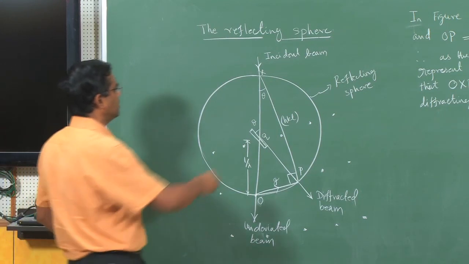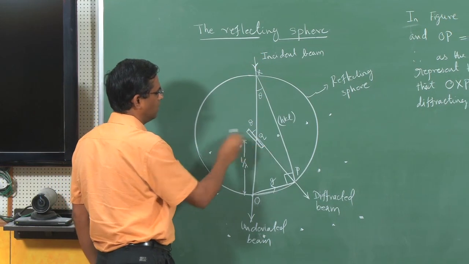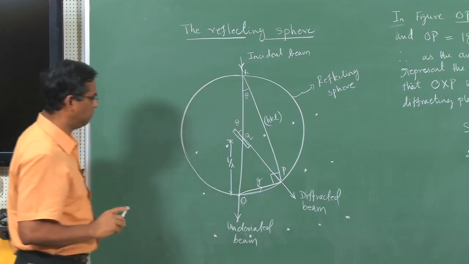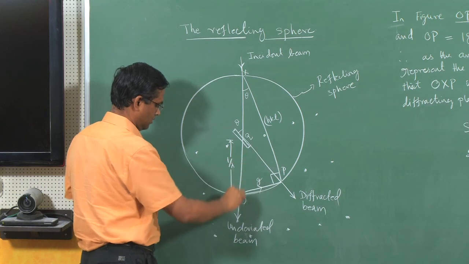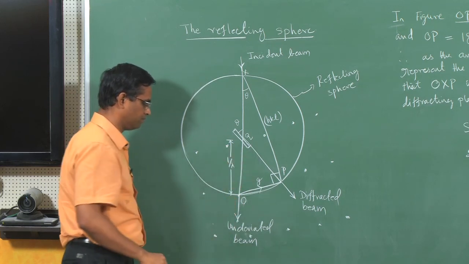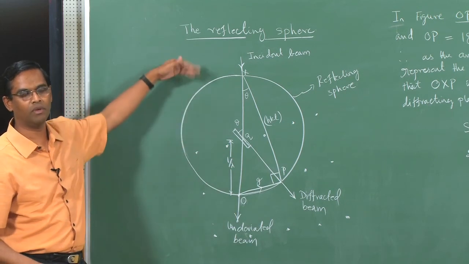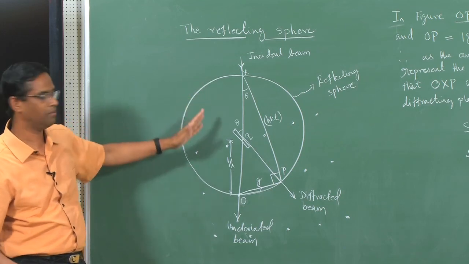So what happens is, you assume that this is an incident beam which is falling on a crystal, and this is the diffracted beam, and this is the undeviated beam or transmitted beam. This phenomenon is the same whether the incident beam is an electron or X-rays. Diffraction principles are the same.